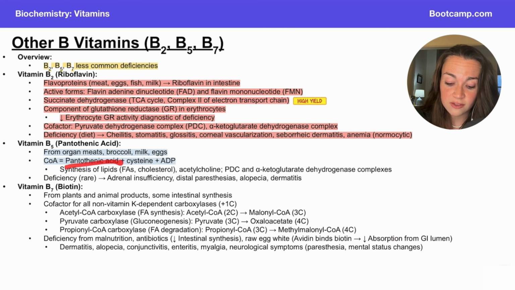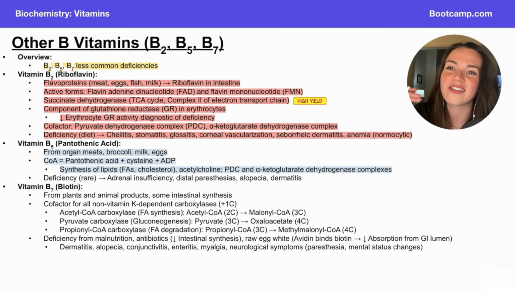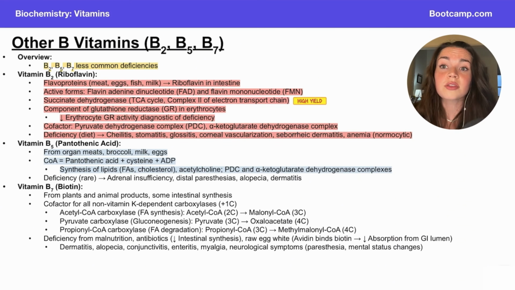So vitamin B5 makes up that CoA group that is just scattered around our metabolism map in pathways like lipid synthesis, both fatty acids and cholesterol, as well as acetylcholine, the pyruvate dehydrogenase complex, and alpha-ketoglutarate dehydrogenase complexes as well. Remember we said B1, B2, B3, B5, and lipoic acid for those two. Those are all the main places that you've seen vitamin B5 throughout this unit.